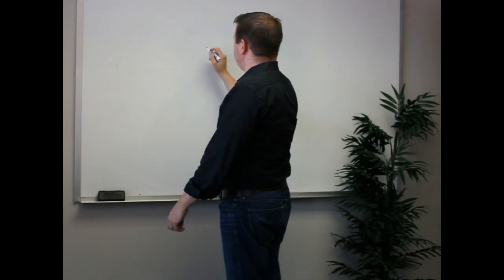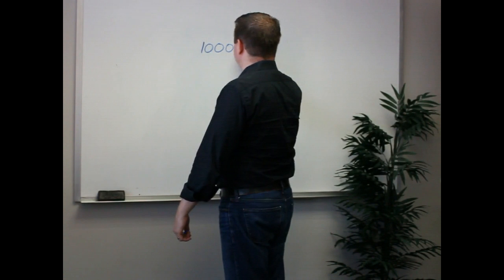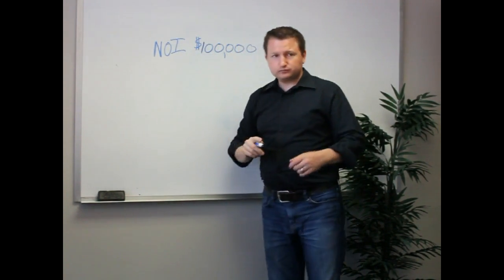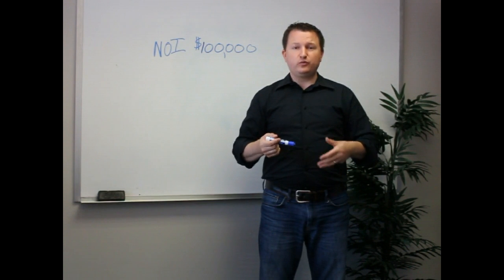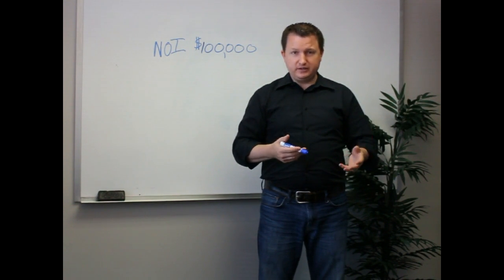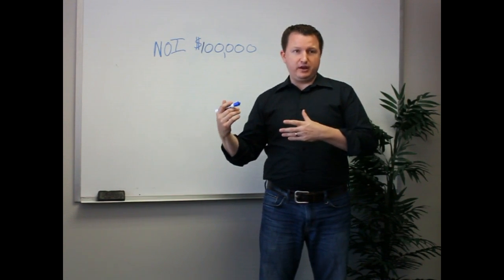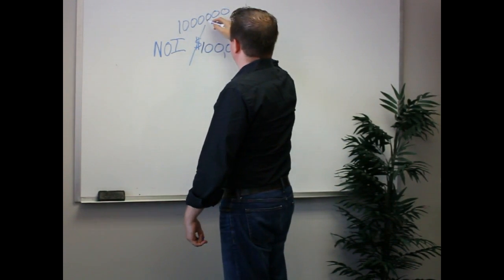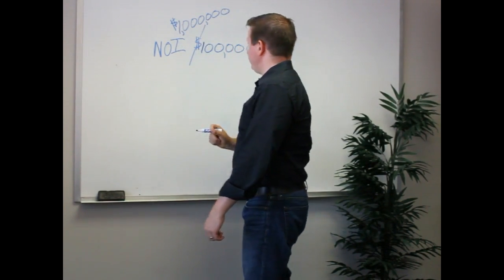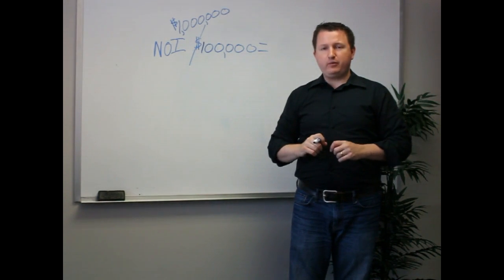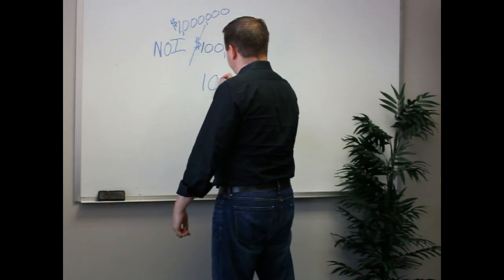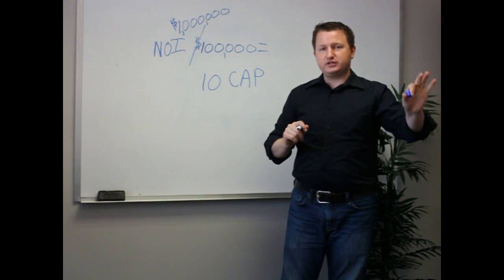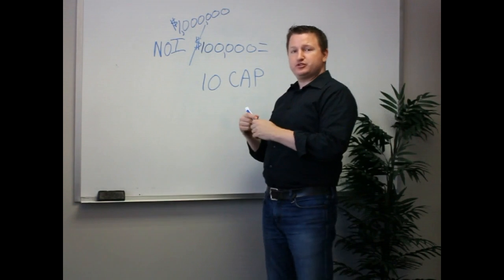So if your net operating income on the property is $100,000 per year, okay, so you have a $100,000 NOI, how we figure out cap rate is we divide the NOI by the purchase price. If we've got a $1 million purchase price, what is our cap rate going to be? So $100,000 divided by $1 million equals 10%, or a 10 cap. So for every dollar that we put in to purchase that piece of property, we're going to get a 10% cap rate.